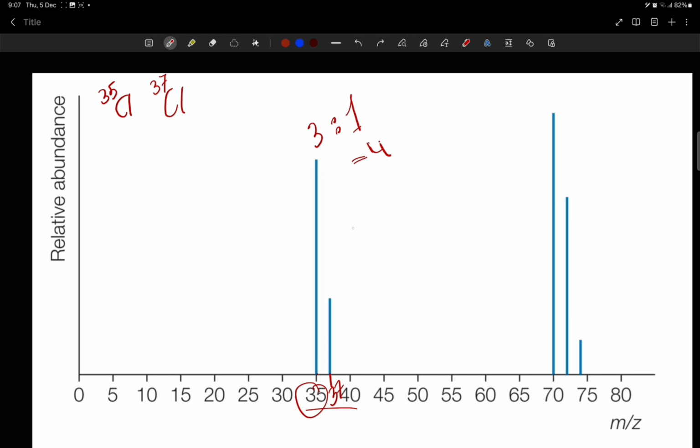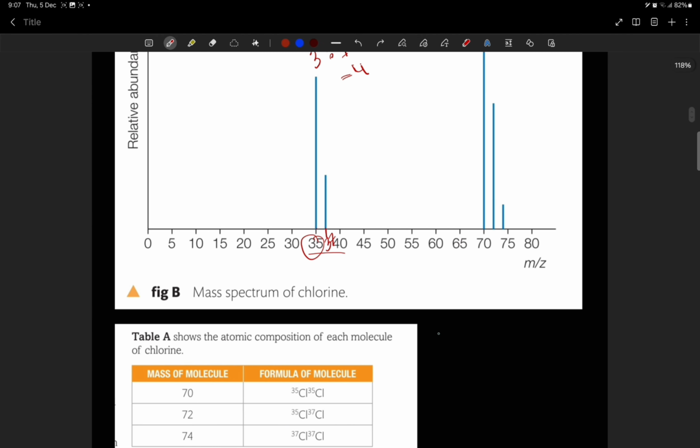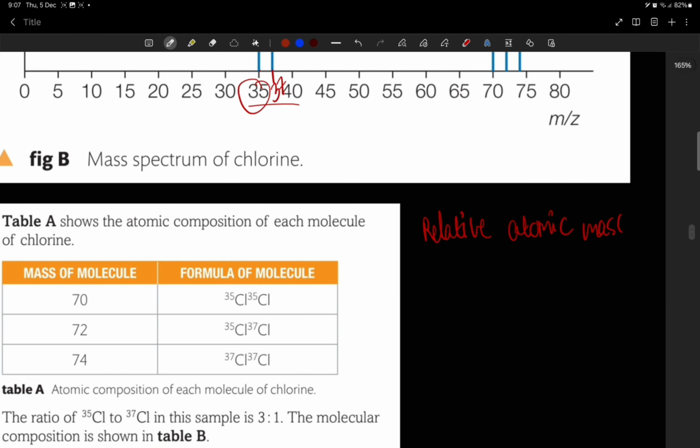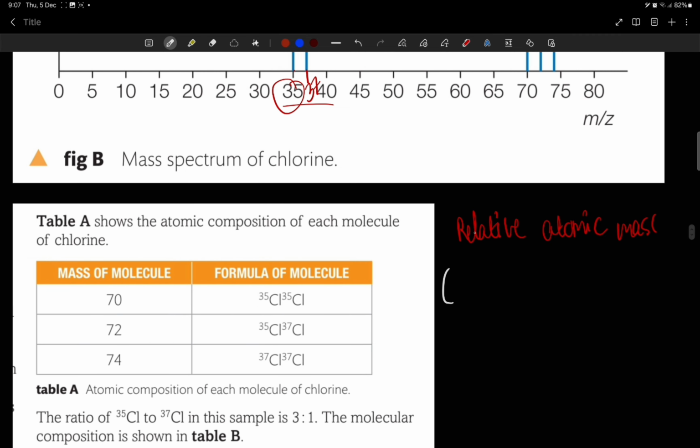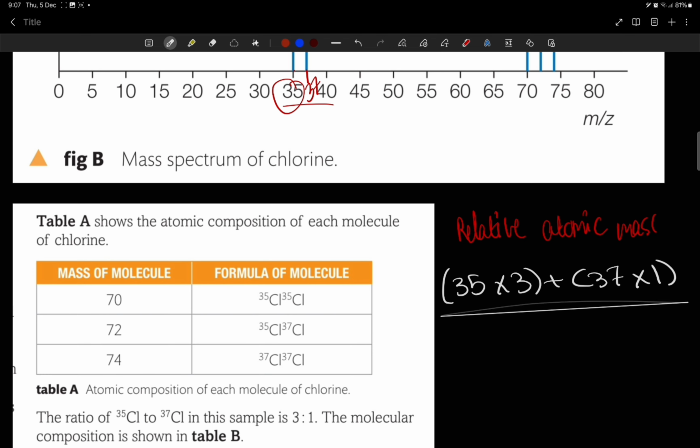First of all, I'm going to find the relative atomic mass for chlorine. Relative atomic mass is the mass times abundance plus the mass times abundance of the other isotope, divided by the total from the ratio. For 35 multiply 3, which is its abundance, plus 37 multiply 1, which is its abundance, divided by 4, which will give you 35.5. Okay, this is the relative atomic mass.